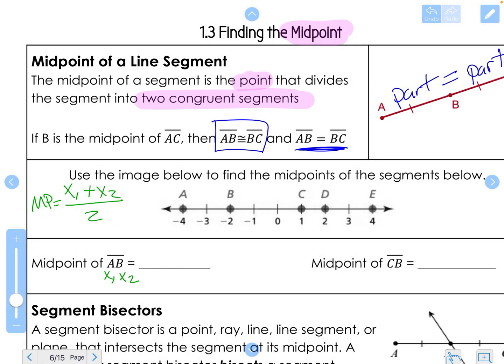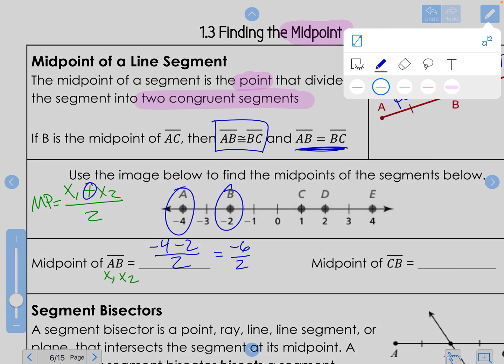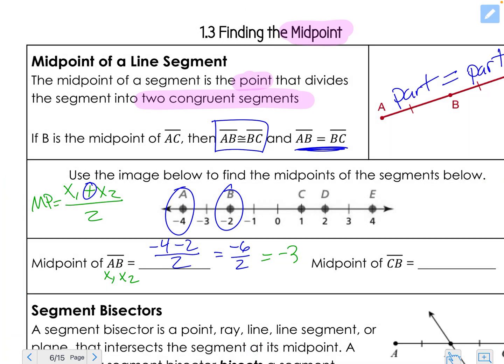So if I'm looking at my number line, x1 is A, -4. x2 is B, -2. Now, I'm not going to write that plus sign if my B is negative. I'm just going to use the sign I'm given, and we're going to put it over 2. So -4 minus 2 is -6 over 2, and our final answer is -3.